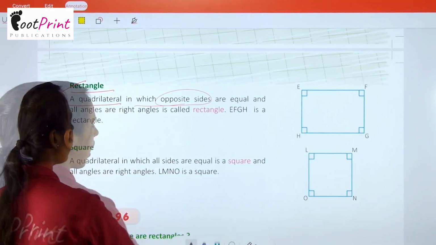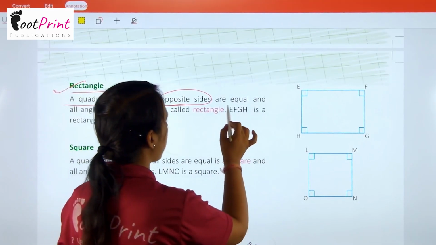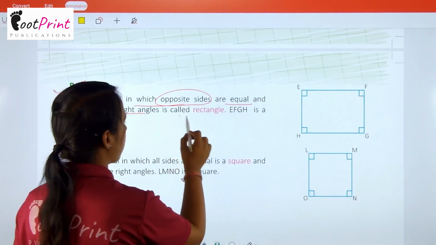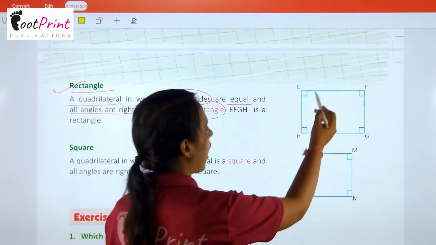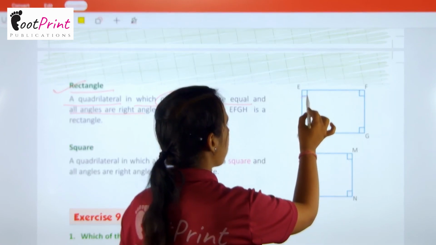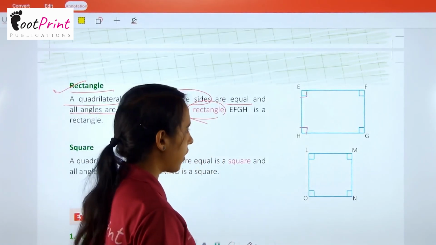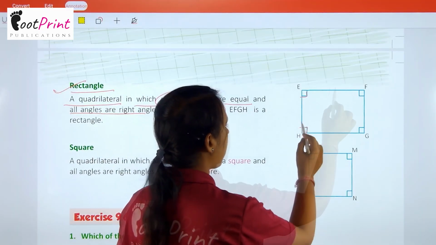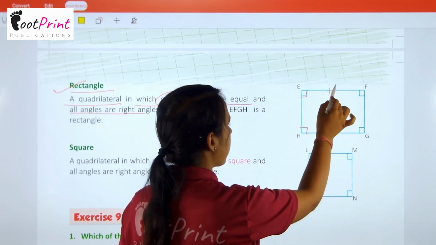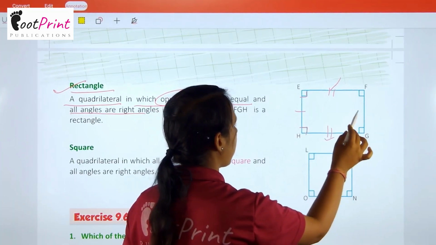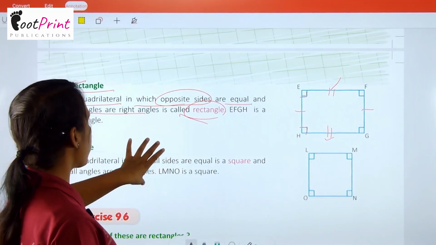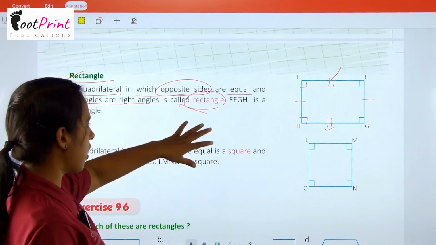A quadrilateral in which opposite sides are equal and all angles are right angles. So it is called a rectangle. If a figure has all angles of 90 degrees, or right angles, and opposite sides are equal, meaning this side equals this one and this side equals this one, then we can say that the given figure is a rectangle.